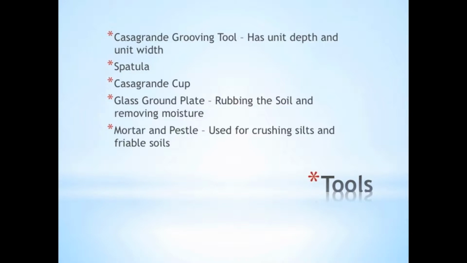Then we have the glass ground plate. The glass ground plate is primarily used to determine the plastic limit. It allows us to wick moisture away from the sample, bringing it to its semi-solid state. Finally, we have the mortar and pestle. This is used to crush silts and more friable soils.